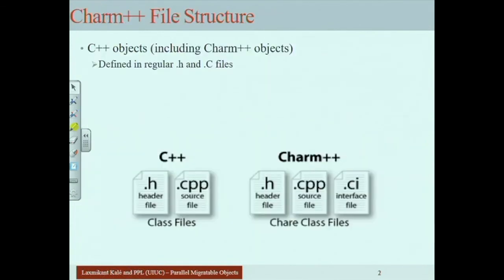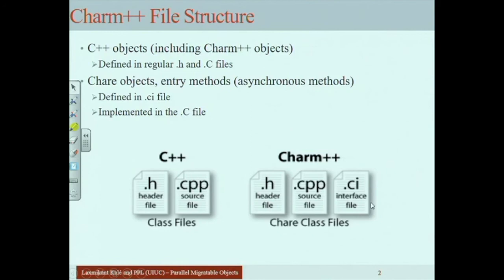Now, what happens to the program? Your normal C++ program, you would write a header file and a .cpp, or uppercase .C extension file. When you write a Charm++ program, you write those, the .h and .cpp, your usual files, but in addition you write the interface files. Okay, we saw that. And then what do you do?